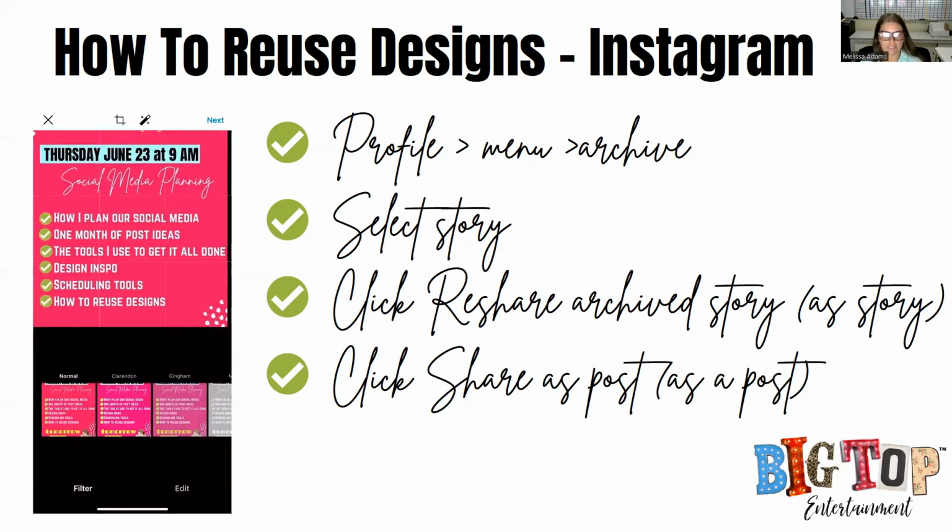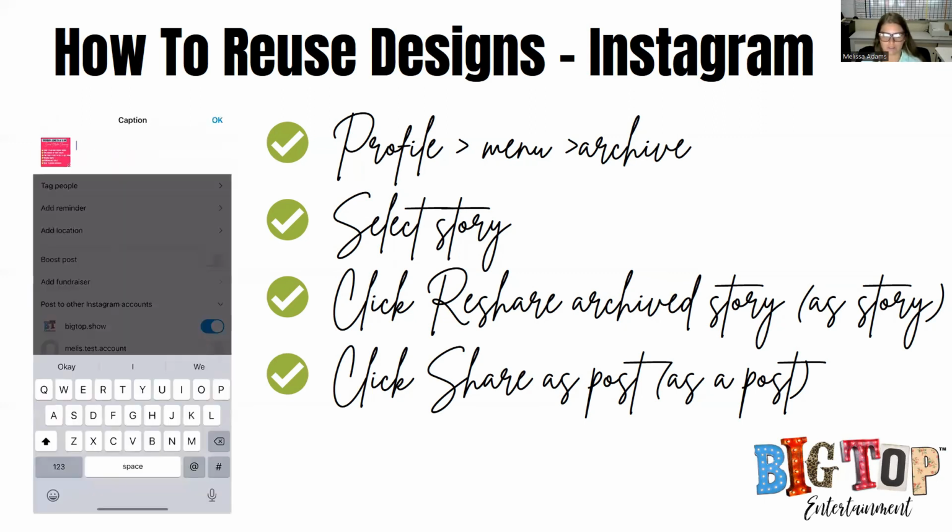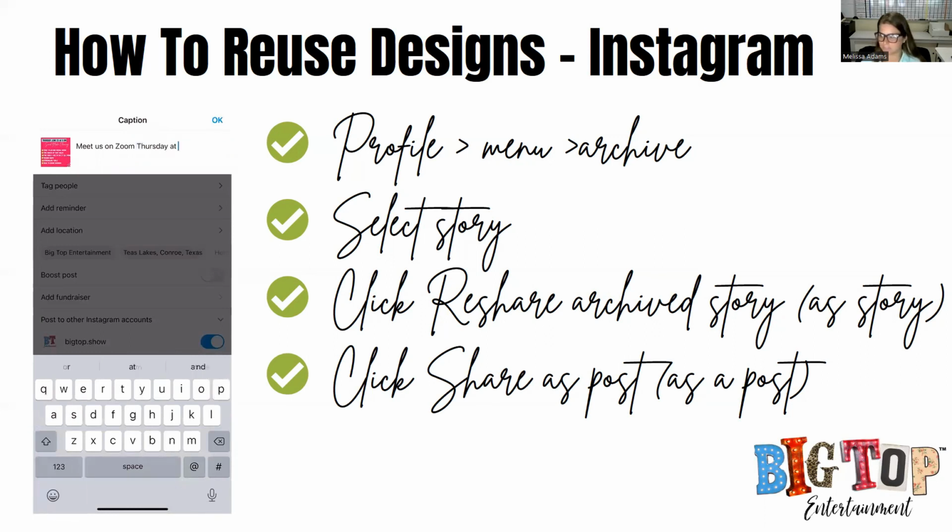What I'm showing you right here is that you can also click and share as a post. So you can turn a story into a post, and now you don't have to go back and do a design and schedule and all of that. You can share something that already exists, write your caption, and post. So I highly recommend that you put some of those into practice.